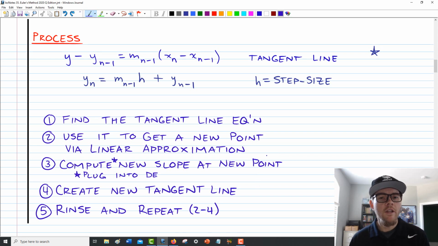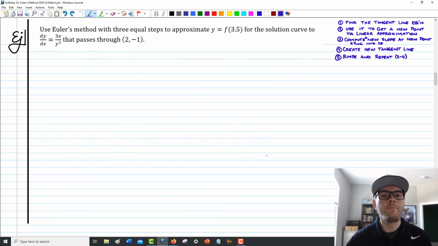Alrighty, now that you've heard the approach and kind of gotten the rationale around it, let's do a full example so that way you can get a feel for using it now that you have much more command of what's actually happening in it. So here is our example. We're going to use Euler's method with 3 equal steps. So this is a little different. They're telling us how many steps rather than how wide those steps are going to be. And we want to approximate y equals f of 3.5 for the solution curve to, it looks like 3x over y squared that passes through 2, negative 1.